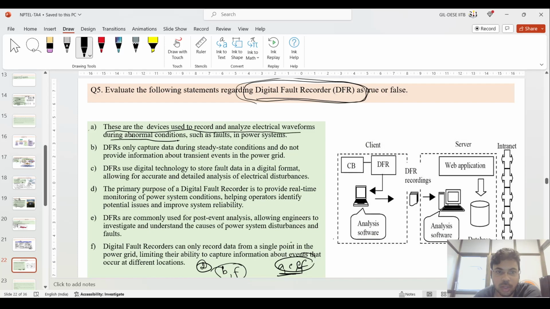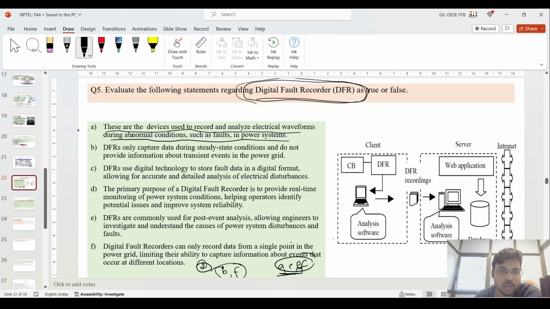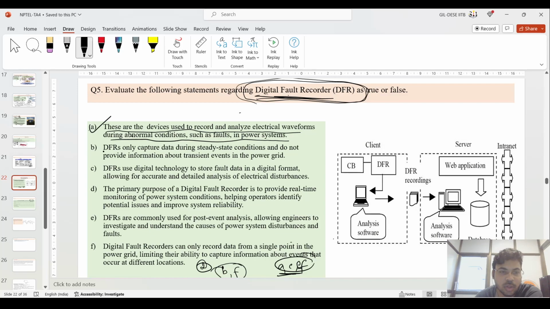Reading the first statement: these are the devices used to record and analyze the electrical waveforms during abnormal conditions such as faults in the power system. The statement I have given is that digital DFRs are the devices used to record and analyze electrical waveforms during abnormal conditions. What do you mean by this? This is from the name itself, digital fault relocator. It will relocate the fault during an abnormal condition. Okay, abnormal condition. It means the first statement is true.